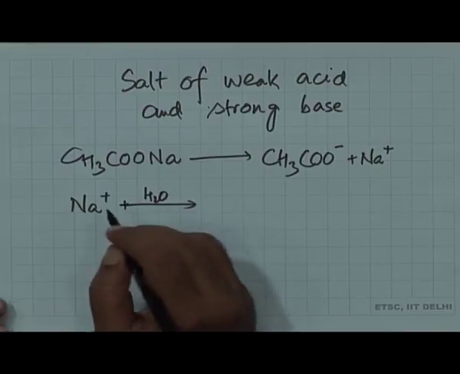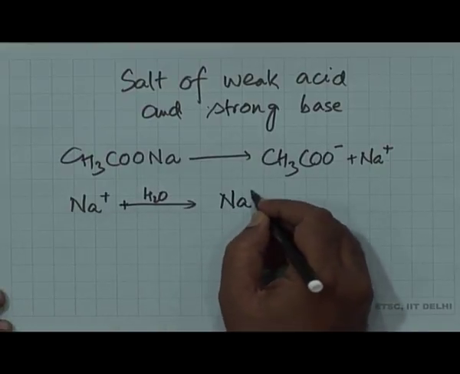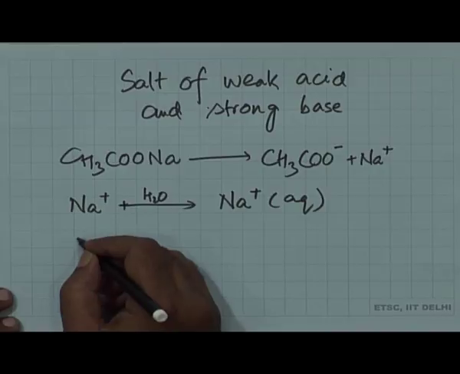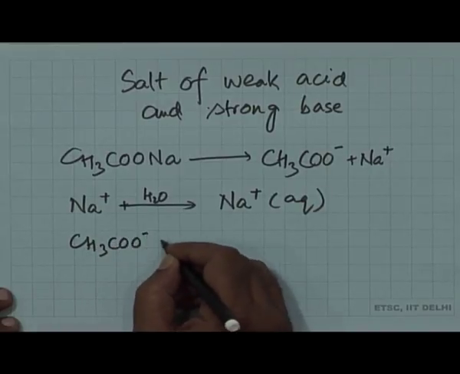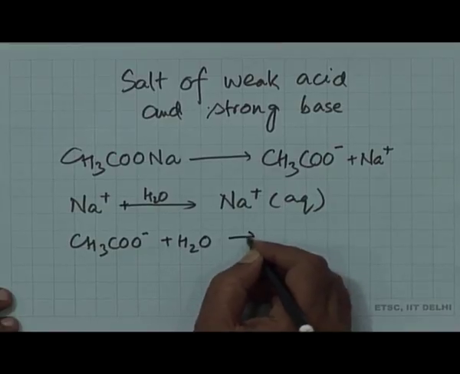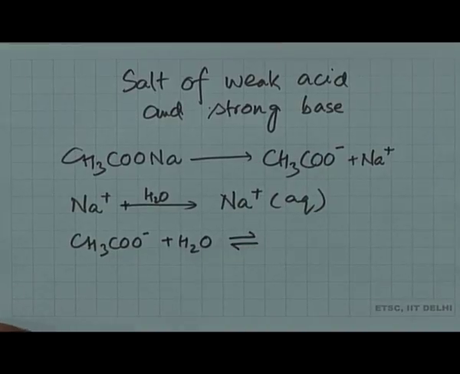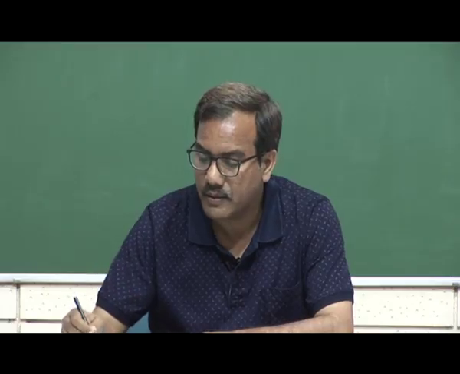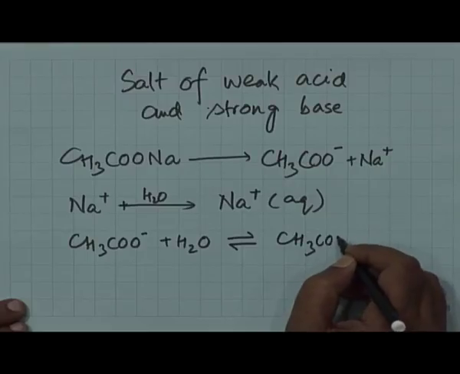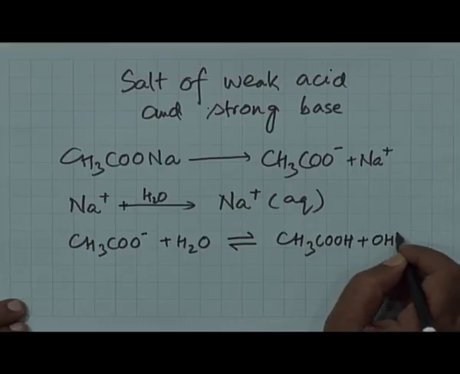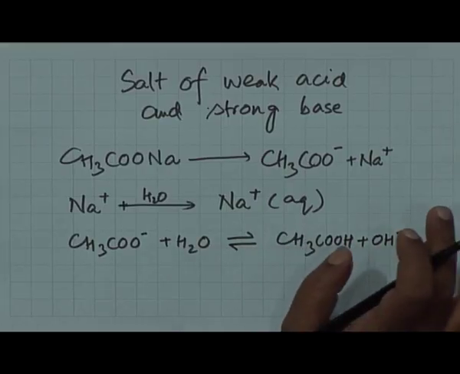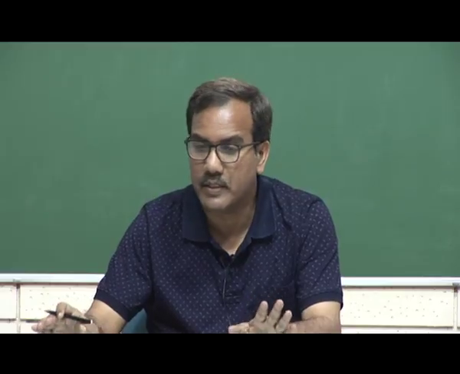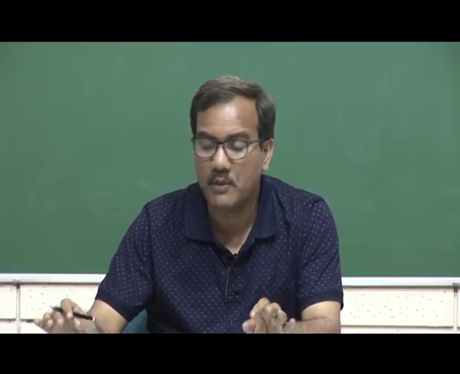What will happen when Na plus is in water? It will give you Na plus aqueous. What about CH3COO minus? This ion simply does not get hydrated. What it does is give you acetic acid plus OH minus ion concentration. And the OH minus concentration which you are going to get in most cases is always greater than the OH minus which you get from water.